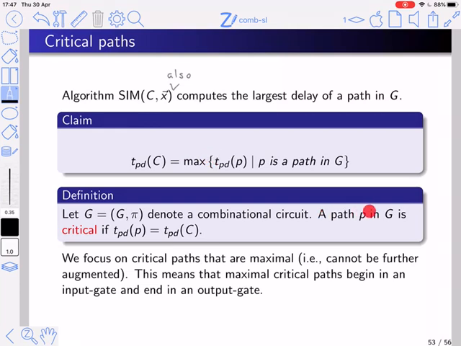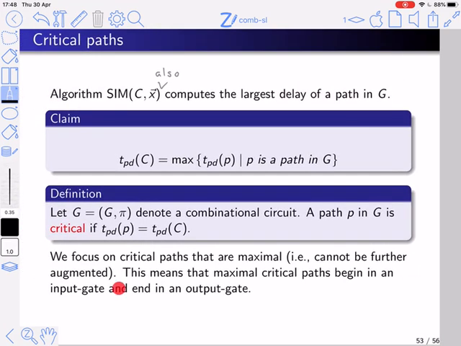We say that a path P in G is critical if the delay of the path P equals the delay of the whole circuit. And we focus on critical paths that are maximal, namely cannot be further augmented by vertices. This means that a maximal critical path begins in an input gate and ends in an output gate. Now, I want to emphasize that there might be more than one critical path in a combinational circuit.